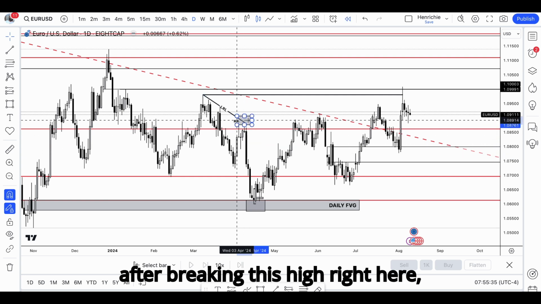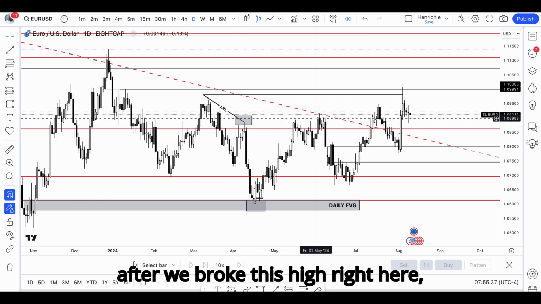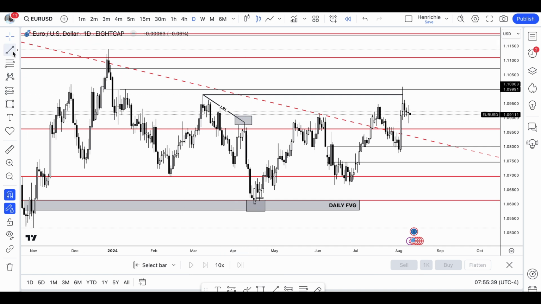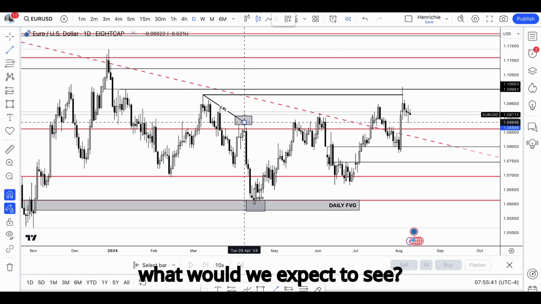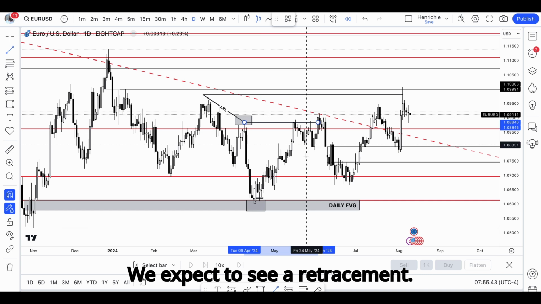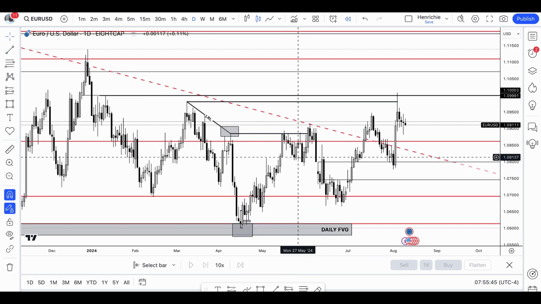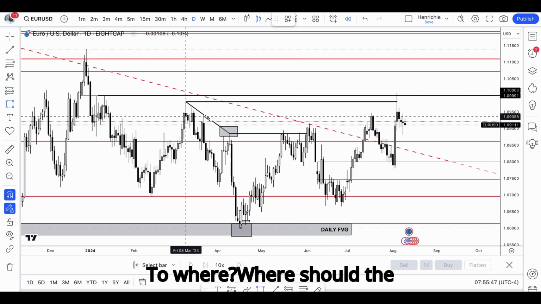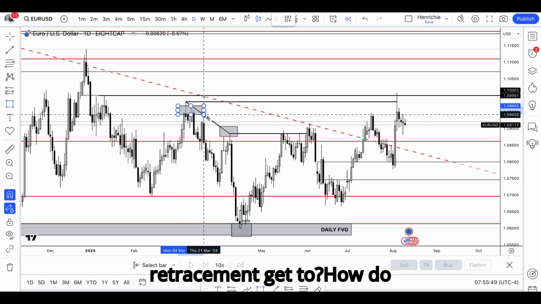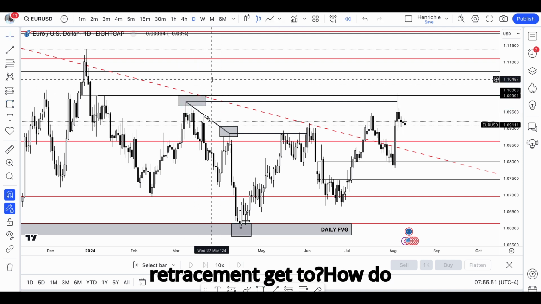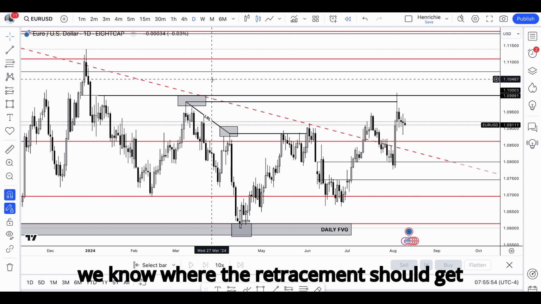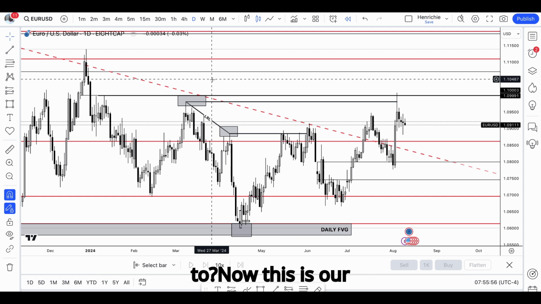Now, after we broke this high right here, what would we expect to see? We expect to see a retracement. To where? Where should the retracement get to? How do we know where the retracement should get to?